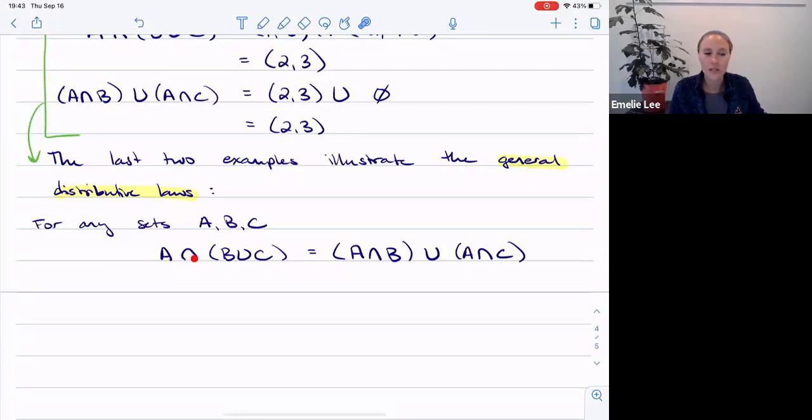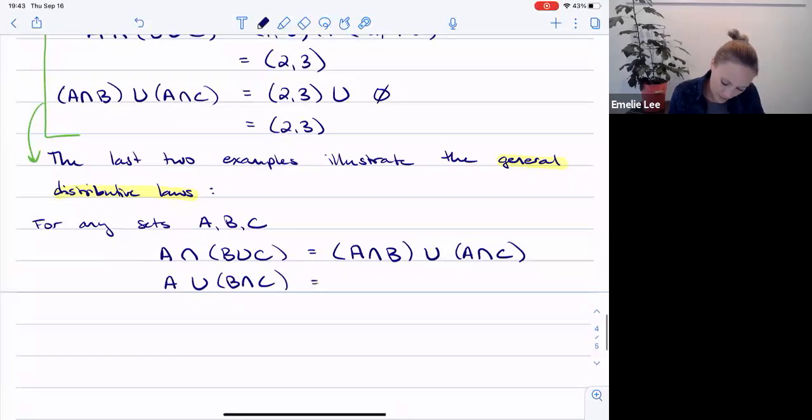So with the union, it works similarly, right? So we have A or B and C. Notice that these are opposite symbols, right? So it goes from and to or and we're distributing. So it only works for these two cases. But it works the same for both. So A or B and A or C. Okay.